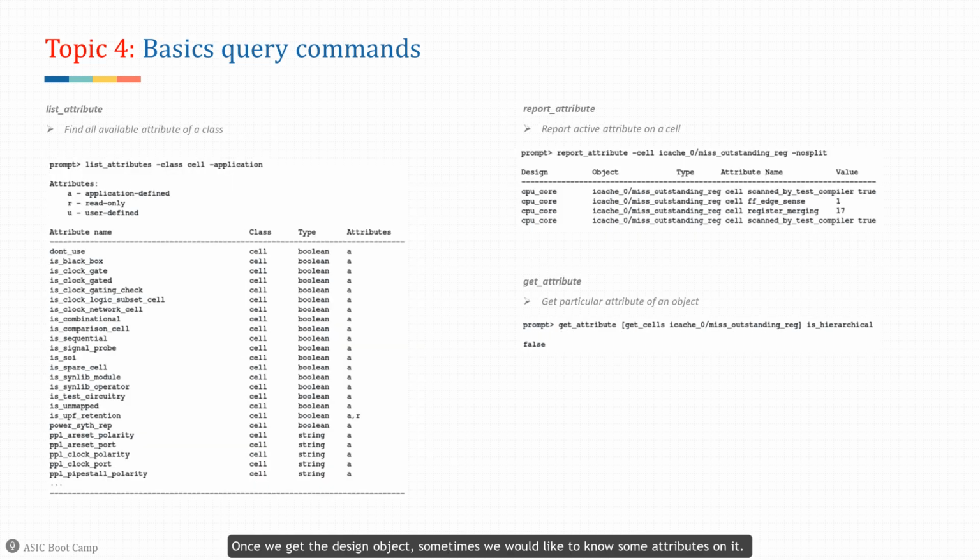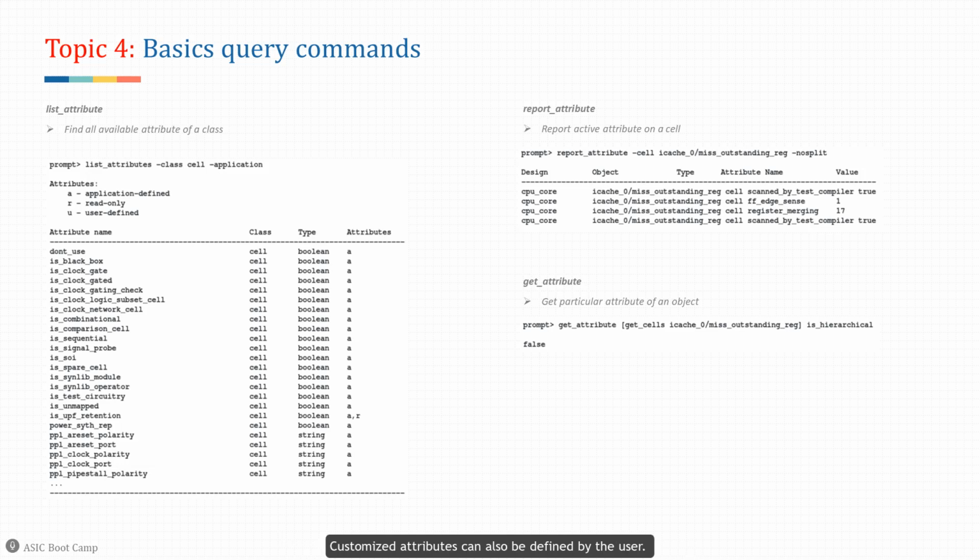Once we get the design object, sometimes we would like to know some attributes on it. Depending on what the design object is, their attributes could be different. We can use the list_attributes command to list out all the available attributes on the object. Class can be used to specify what kind of object it is, and application means only listing out attributes defined by the tool.